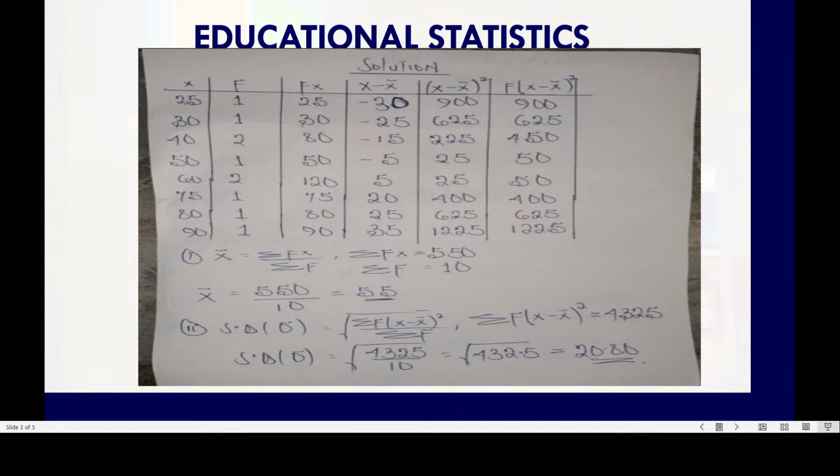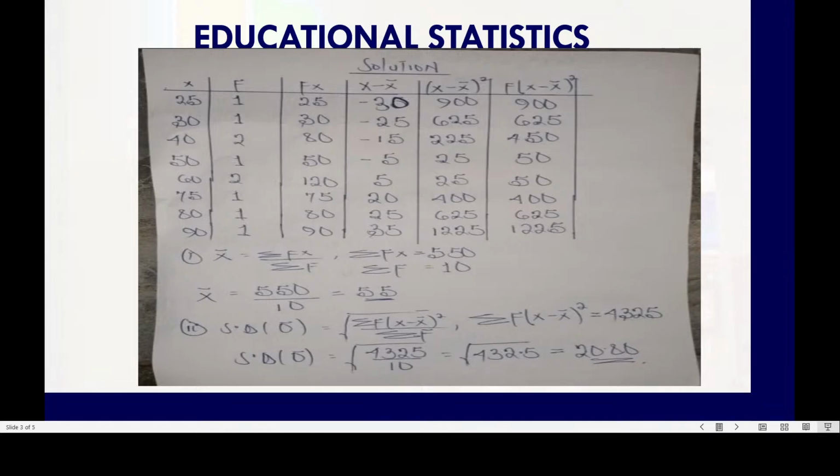What do I need in my table? The formula will also have fx. So who is the f there? It is the frequency. Who is the x? It is the score. fx means frequency multiplying the score. That's fx: frequency multiplying the score.